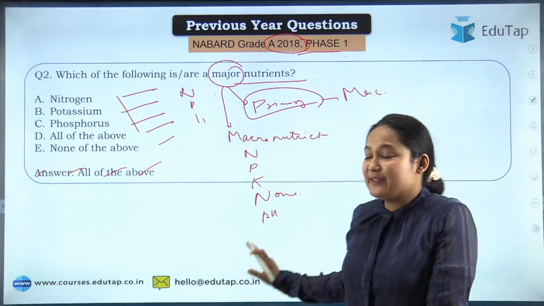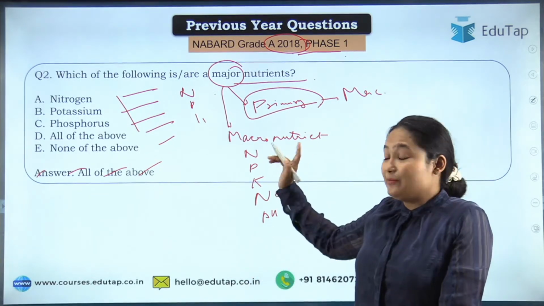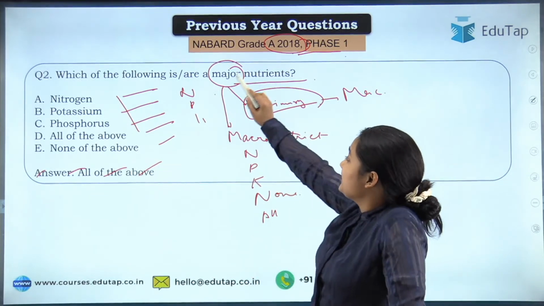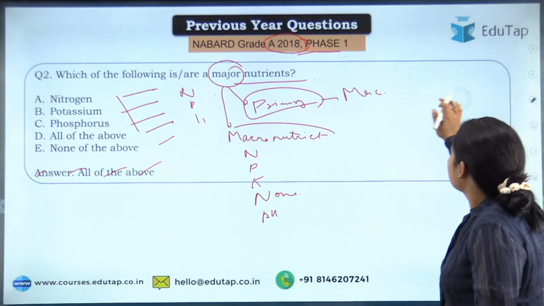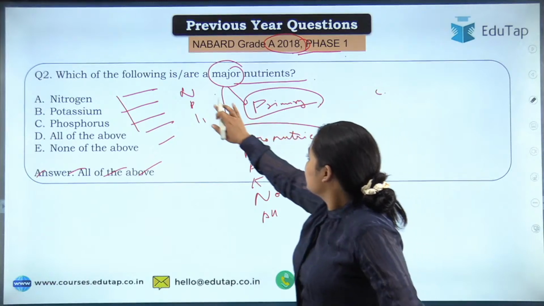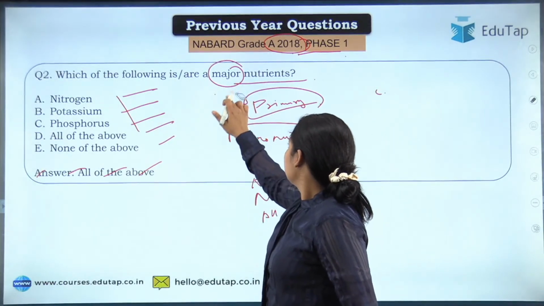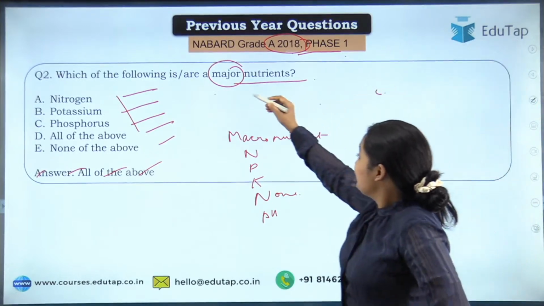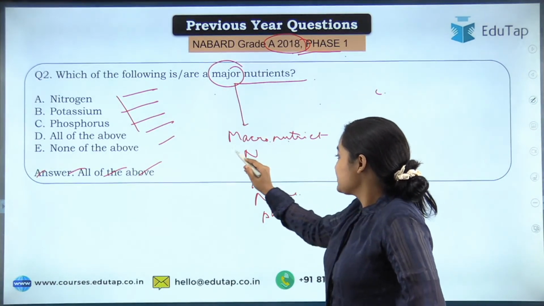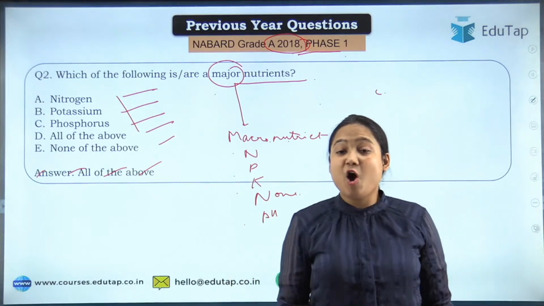Next question, try to attempt. The question is, which of the following is or are macronutrient? Now you'll have to tell which are the macronutrient here. Your options are N, P, K, none of the above, or all of the above.